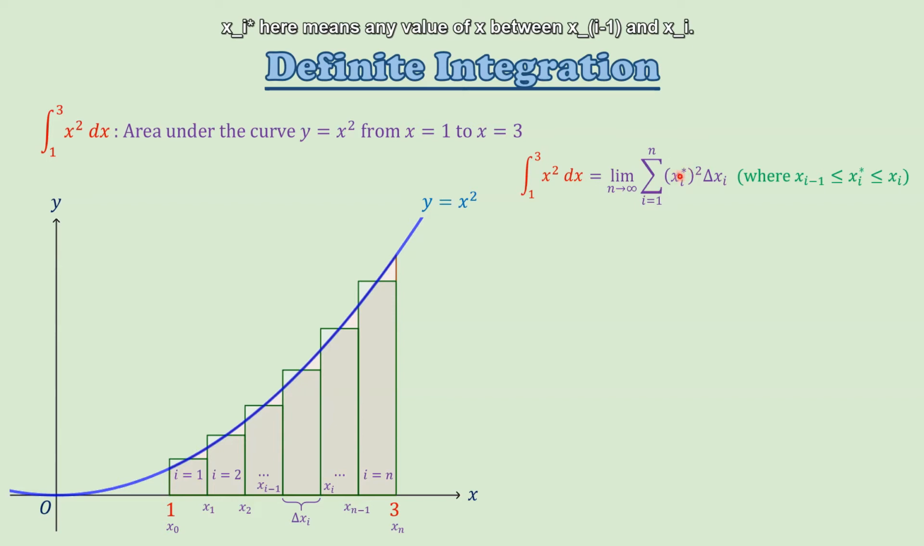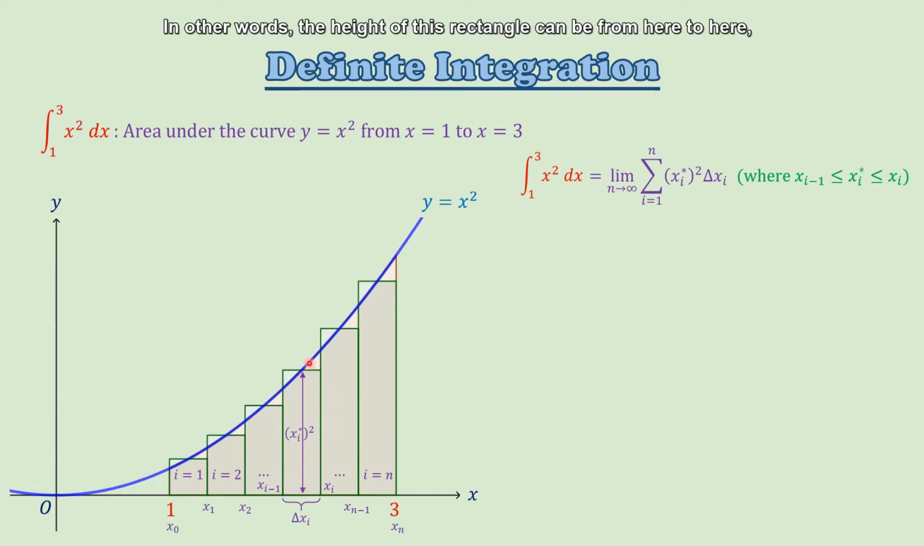xi star here means any value of x between xi minus 1 and xi. We can refer to the figure. xi star means any value of x that lies in here. And then xi star squared is the height of this rectangle, because the function is x squared, so when we square it, we can obtain the height of this rectangle.